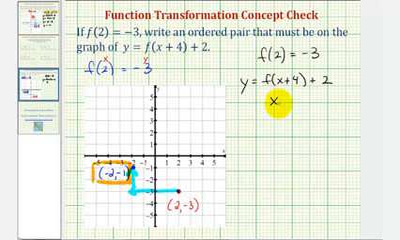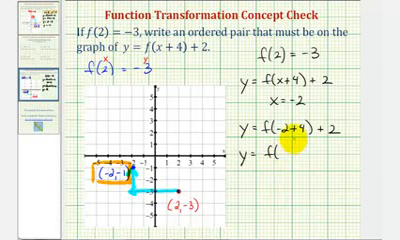Again, if x equals negative 2, we would have y equals f of the quantity negative 2 plus 4, and then plus 2. If we simplify again, notice how we have f of, this would be positive 2 plus 2. So by adding 4 here, we had to use an x value or an input that was 4 less than positive 2, which shifted the point left 4 units.